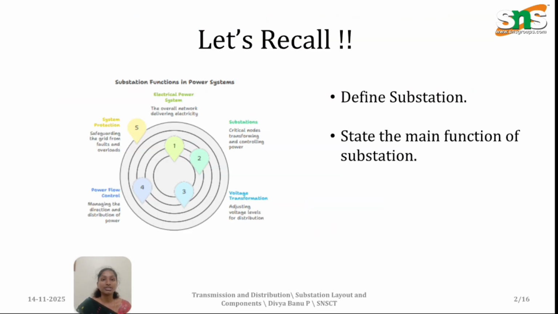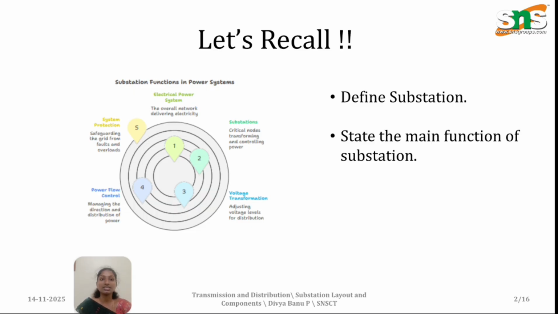So, before going into the topic, let us define what a substation is. It is a place, a node, which transfers and controls the power. The main function of a substation is to step down the voltage and distribute it to the consumers. This is the main function and the definition of a substation.